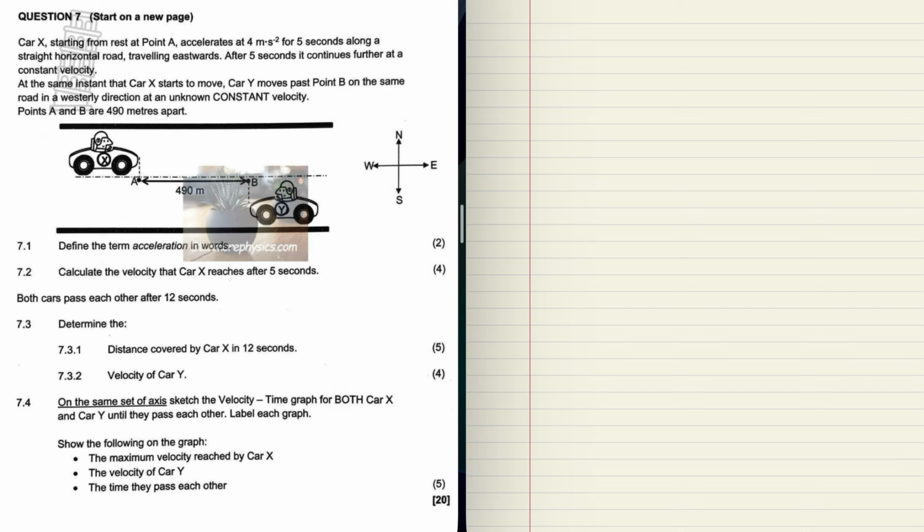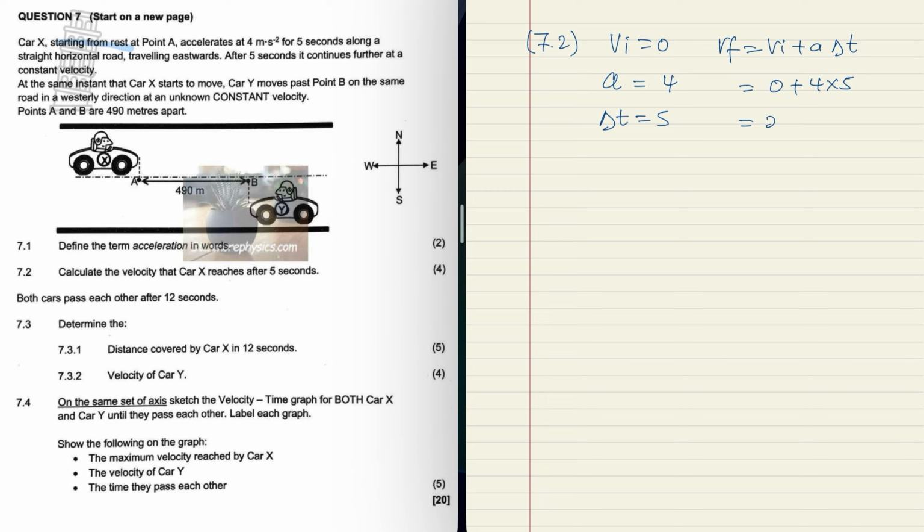So in this case, we'll use Vf = Vi + aΔt. Vi is 0 plus 4 times 5, and that's equal to 20 meters per second east, because they tell us that he is moving east. Question 7.3.1. Both cars passed each other after 12 seconds. So 7.3.1 says determine the distance covered by car X in 12 seconds.